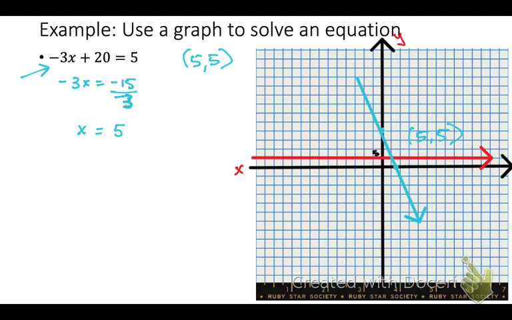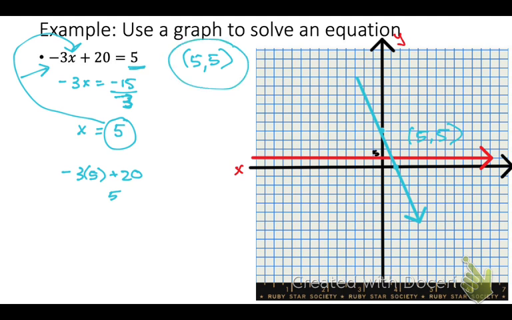Now does that work for my y? So if I want my y, I plug this back where? In there, right? 5 equals 5. So negative 3 times 5 plus 20, 15 plus 20 is 5, which it should have been, right? Okay, so it worked out okay for us.